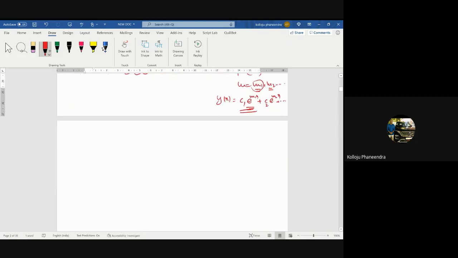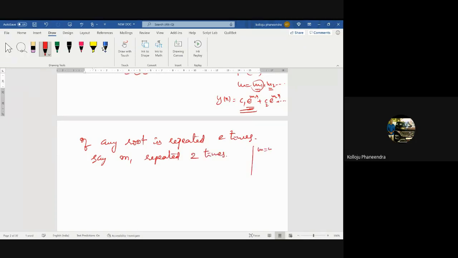Coming to the second point, if any root is repeated 2 times. Say m1 is repeated 2 times. Then what solution have I given? M equal to m1 repeated 2 times. The solution I have written is e power m1x, and its quotient is a first degree polynomial: c1 plus c2x into e power m1x. Why do I have to write it like this?